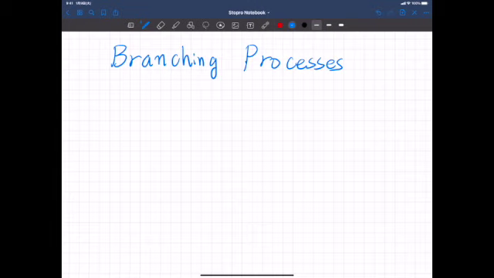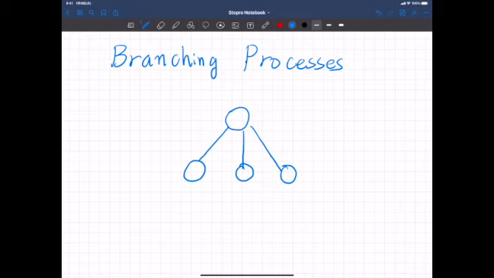Okay, today we are going to study branching processes, which is best illustrated by an example. First, there is one individual, and this individual can produce a certain number of offspring, and this number of offspring is a random variable. So let's say it produces 3 offspring. And then this individual is eliminated from the population.